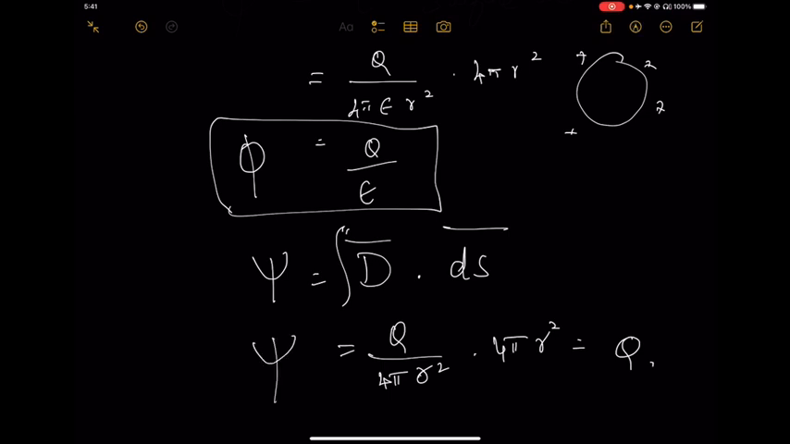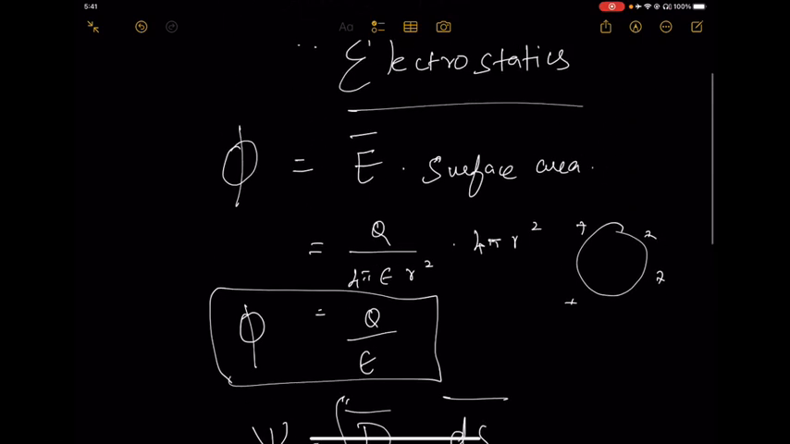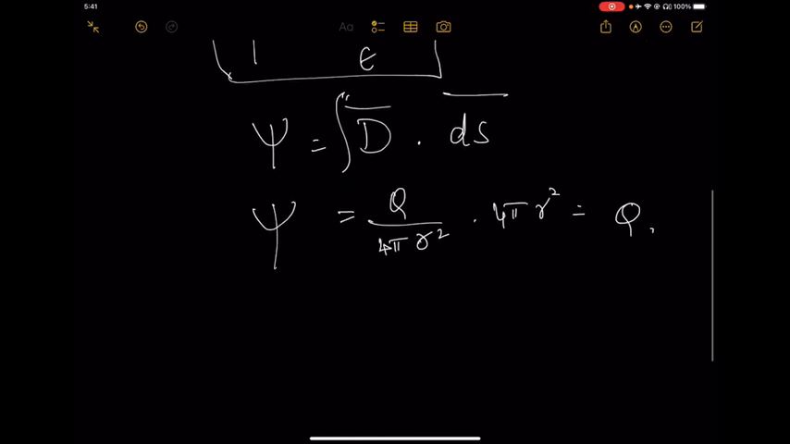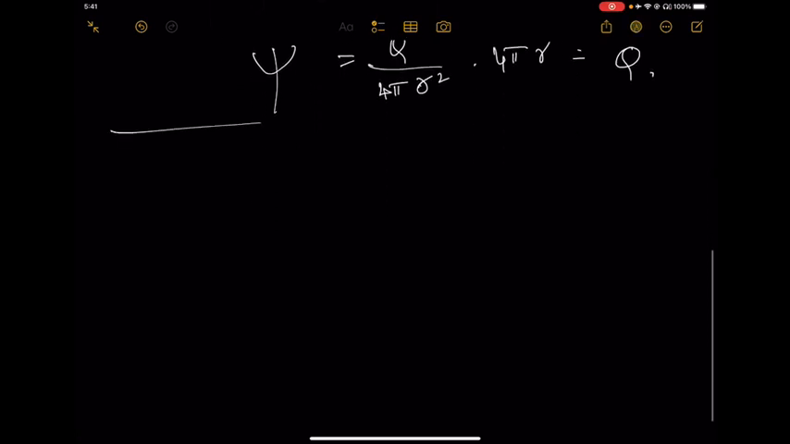Either way, the idea is flux is, in some cases, we are just interested in saying D dot dS. In most cases we are interested in saying E dot dS. We will take a couple of problems and see how this works.